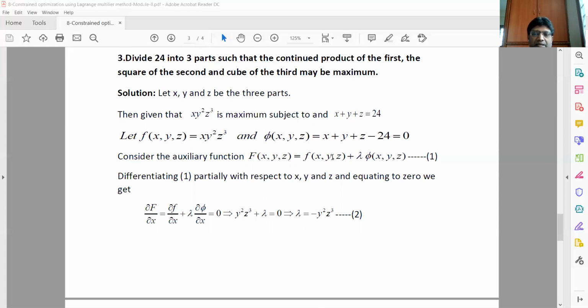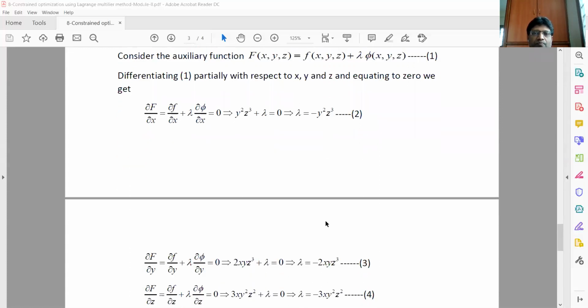Frame the auxiliary function capital F of x, y, z equals small f of x, y, z plus lambda phi, and differentiate this partially with respect to x, y and z, equate to 0. So if you equate to 0, here dou F by dou x is dou small f by dou x plus lambda dou phi by dou x. Dou f by dou x is how much here? y square z cube plus lambda. Dou phi by dou x is what? 1. So from this lambda is minus y square z cube.